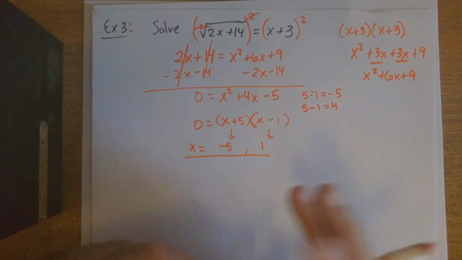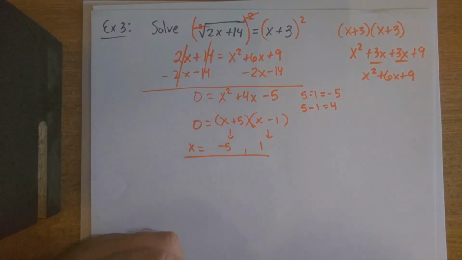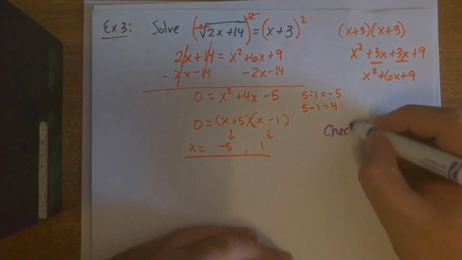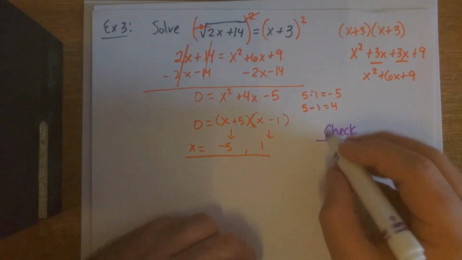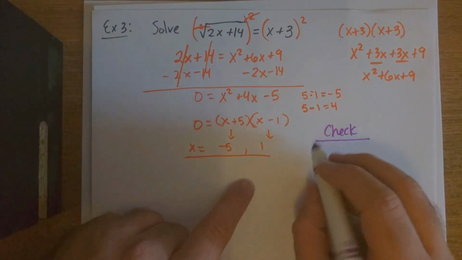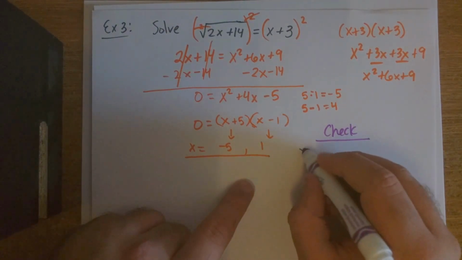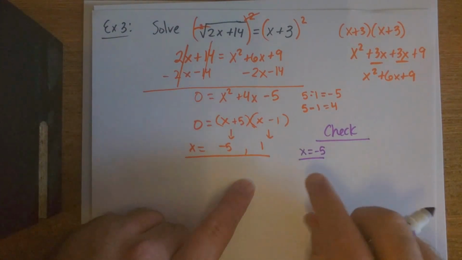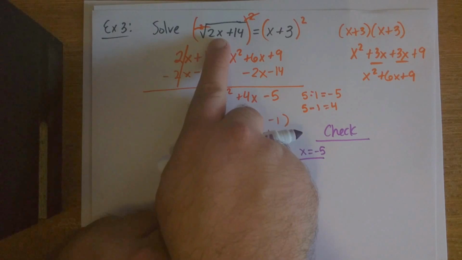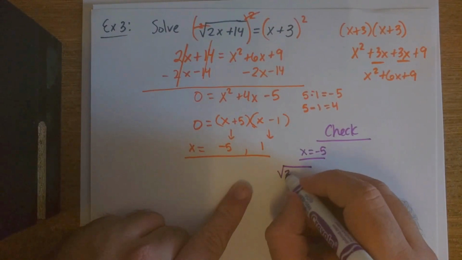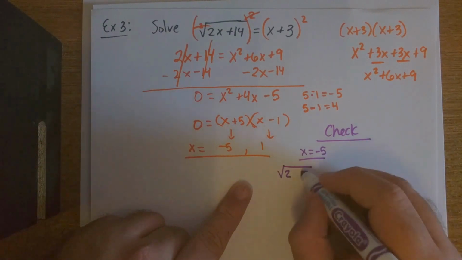Now, since we're checking a couple numbers, we want to keep track. So let me show you how to check this real quick. We're checking two things. Remember, we're checking two different solutions. The first solution we'll check is x equals -5. So here's the check for this one. So I'm plugging into this right here. I have the square root of 2x plus 14, but x becomes -5.